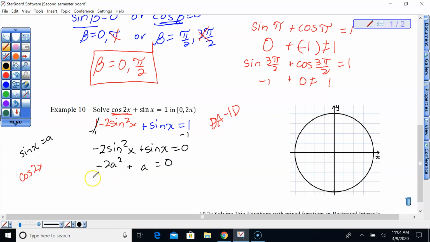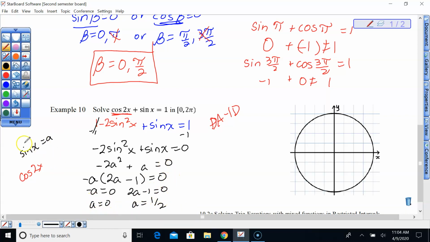We'll factor out, you could factor out the negative. I tend to like to factor out the lead negative, so I'm going to factor out a negative a, leaving me with 2a minus 1 equals 0. So we know negative a equals 0 or 2a minus 1 equals 0. So a equals 0 or a equals, add 1, divide by 2, 1/2.